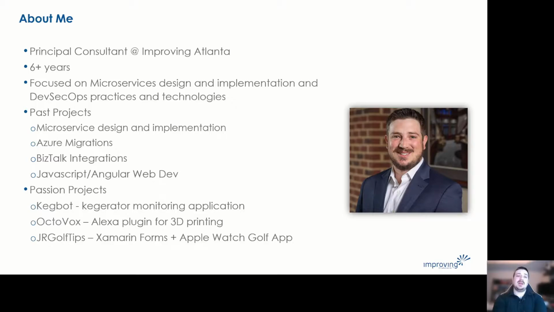So a little bit about me. Like I said, my name is John Ruzick. I'm a principal consultant at Improving Atlanta. I've been with them a little over 6 years. It'll actually be 7 in July.